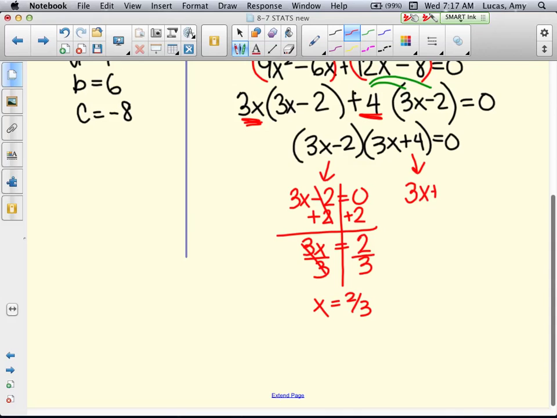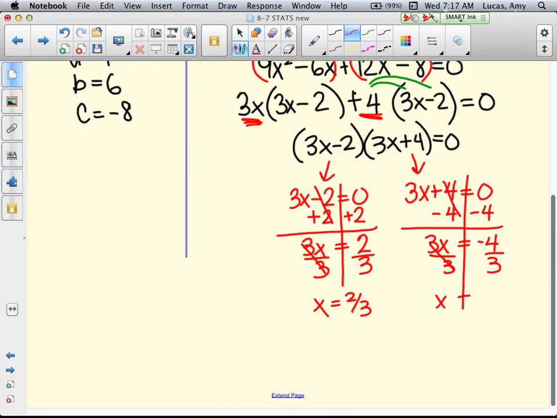3x plus 4 equals 0. Subtract 4. 3x equals negative 4. Divide by 3. X equals negative 4/3. Because these denominators are 3, they're repeating decimals, so I'm keeping them as fractions instead of writing them as repeating decimals.